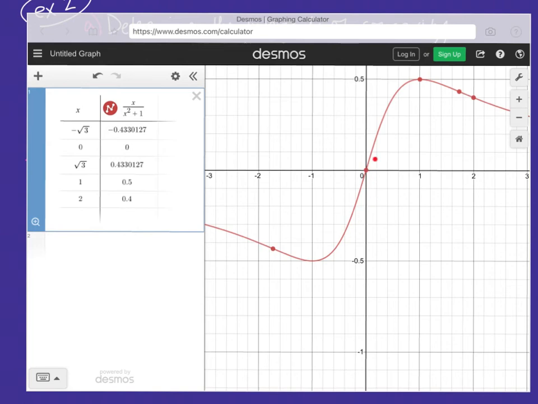Then our second point of inflection here is at the origin 0, 0, and this is where we change from concave up to being concave down. Our last coordinate point, we have a couple more on here. I didn't mean to have those on there, but this is the last point of inflection here at root 3, comma, root 3 over 4.